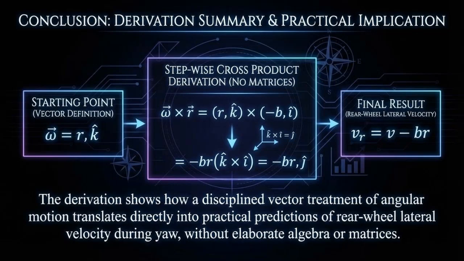We begin with the angular velocity vector omega equal to r in the k direction. Using this definition, we evaluate the cross product step by step. This vector operation directly produces a lateral velocity term equal to minus b times r. When this rotational contribution is added to the vehicle's lateral velocity v, the rear axle lateral velocity becomes v sub r equals v minus br. No matrices or complex algebra are required. This clean vector approach shows how yaw rotation alone creates sideways motion at the rear wheels, allowing us to predict rear wheel behavior during turning using basic angular motion principles.